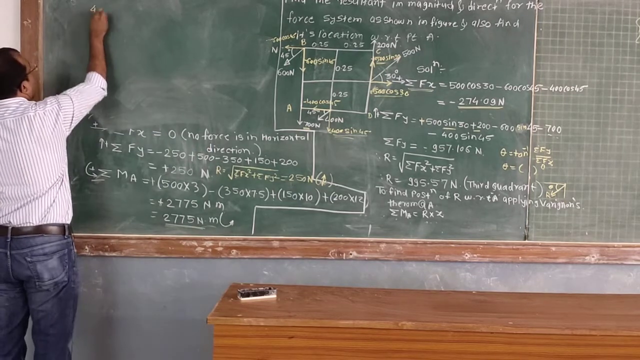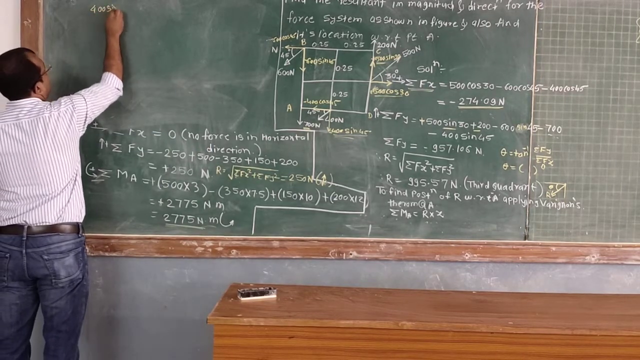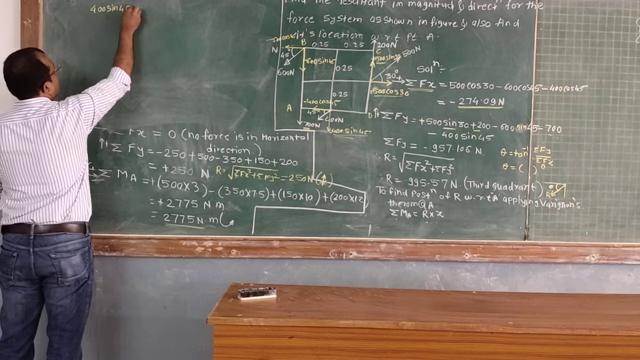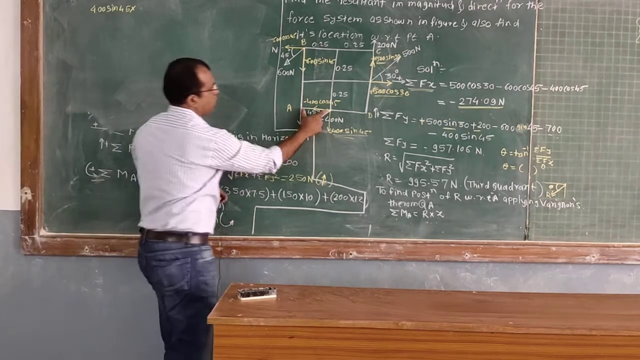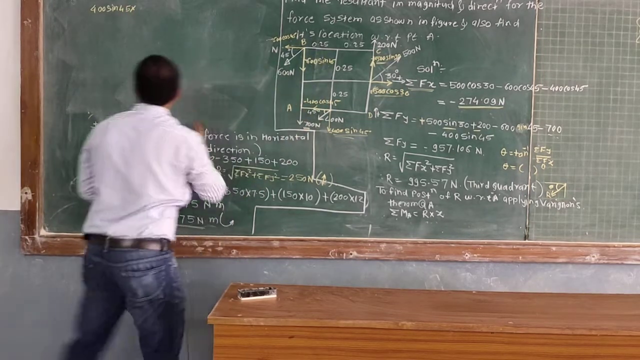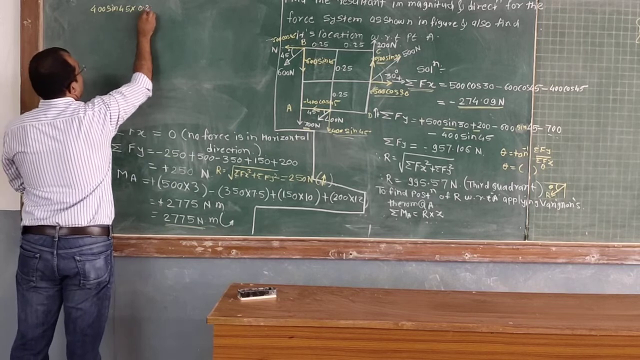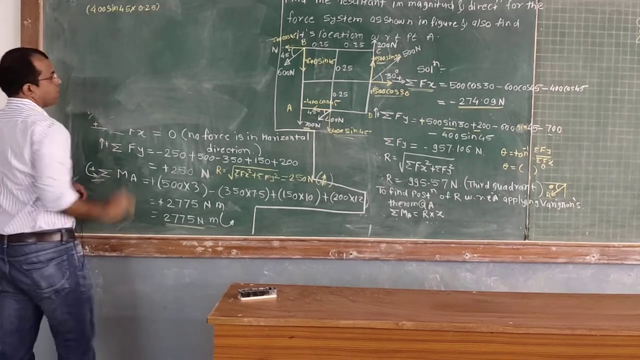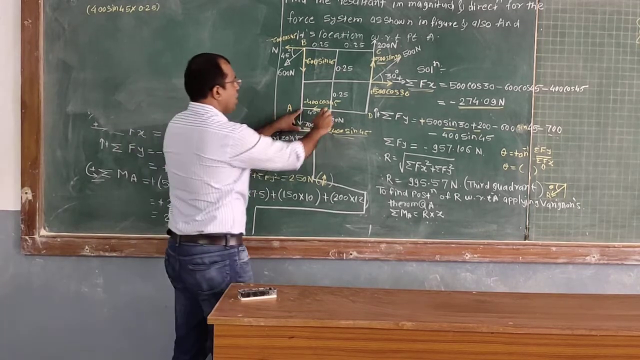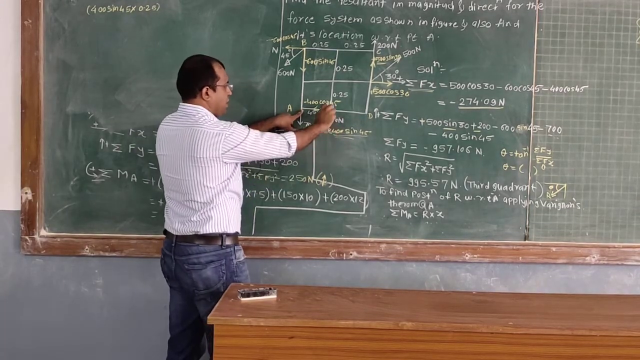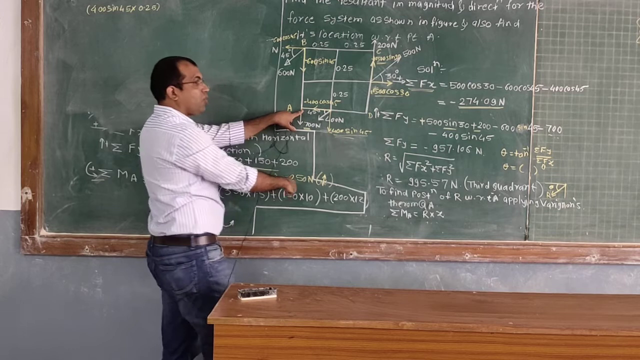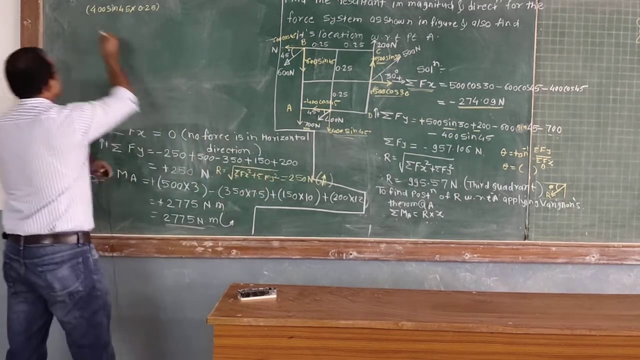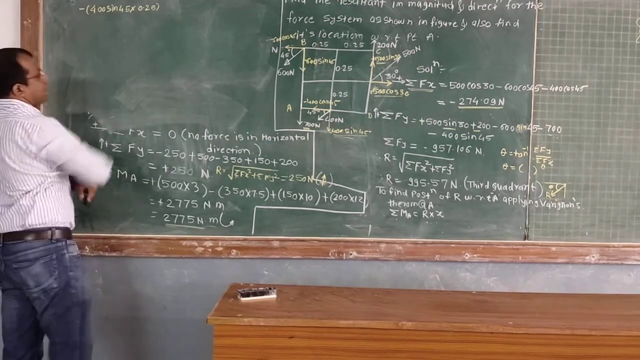This 400 sine of 45 is multiplied by the perpendicular distance, which is this one. What is this perpendicular distance? It is 0.25. This is the moment: force into perpendicular distance. Now in which direction will this create the moment? It creates the moment in a clockwise sense, but our assumption is that clockwise is minus.